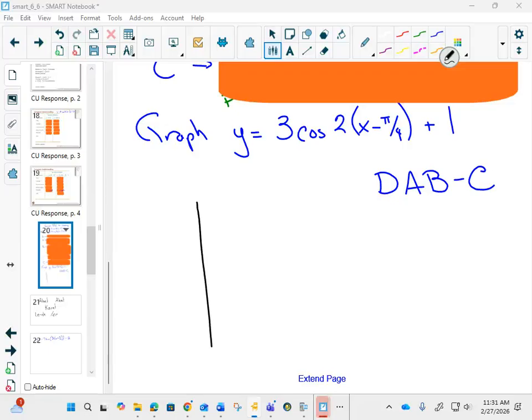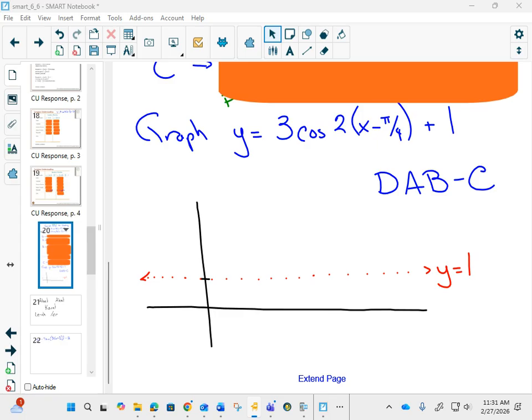And the first thing we're going to draw on here is the D value is 1. That is your sinusoidal axis. I like to take out a red pen and I like to draw my sinusoidal axis, the dotted line, label it, it's at y equals 1. That's your average, that's your sinusoidal axis. And so at this point, I'm going to put a check mark above the D, because that's all you have to do in DAB-C for the D value.